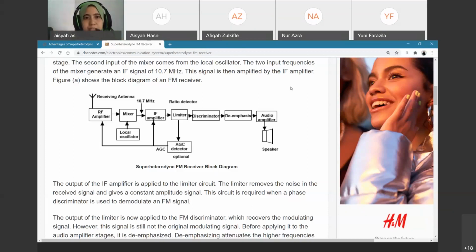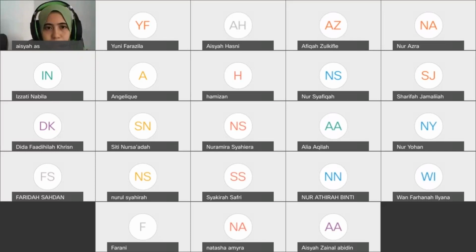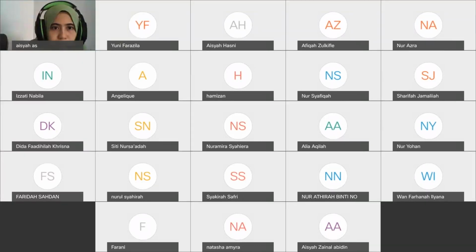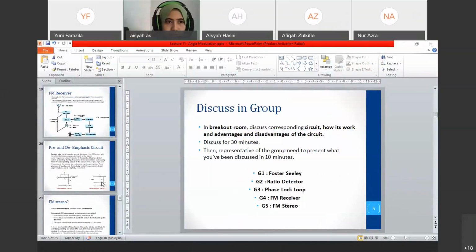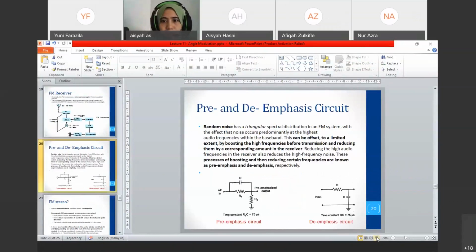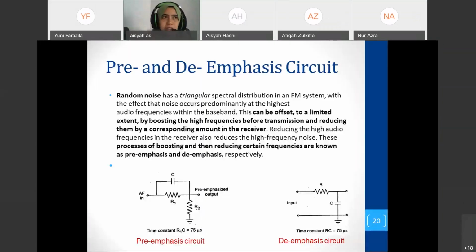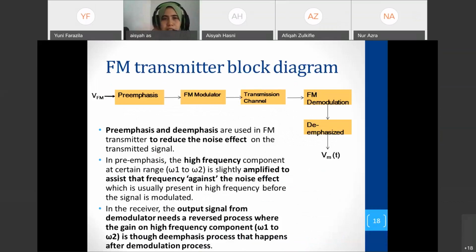So okay, I shared a bit about emphasis. I will share my slide. In FM, we need that emphasis circuit. So we have the pre-emphasis. Okay, this is the full FM transmitter block diagram. So we have the pre-emphasis, and then de-emphasis.